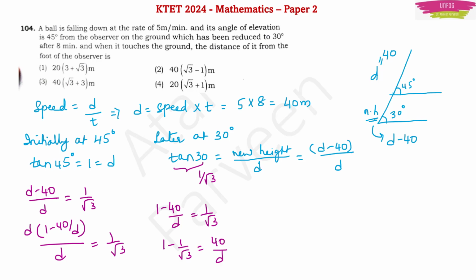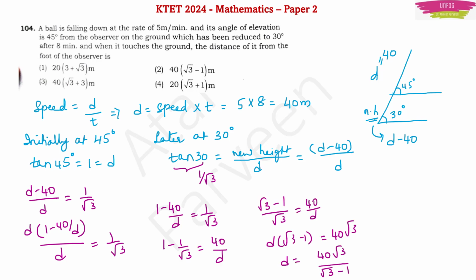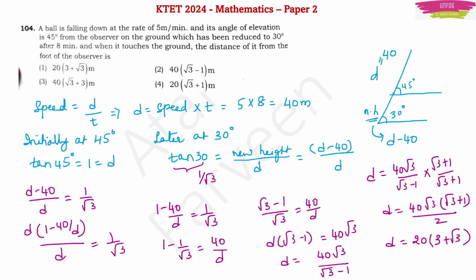So equating and simplifying, one stage will come where d will be 40 root 3 by root 3 minus 1, but here we don't have any such option, so we will have to proceed with rationalizing, and then finally you will get 20 into 3 plus root 3. So option 1 will be the correct answer, and it is of course a very tough question for TET.